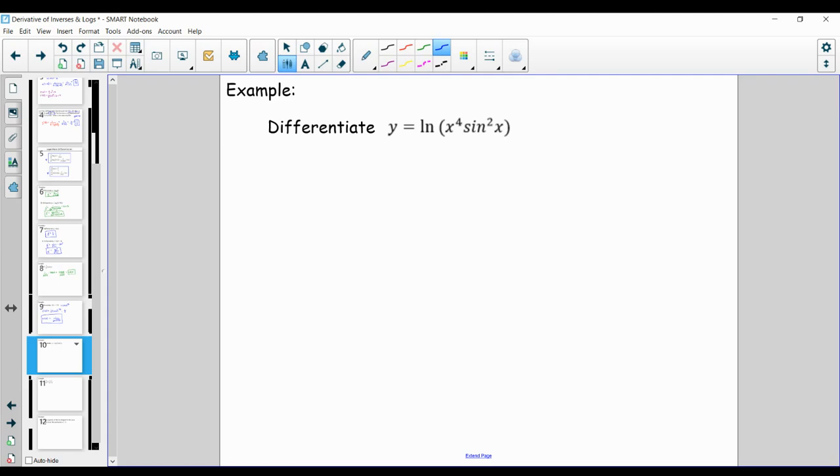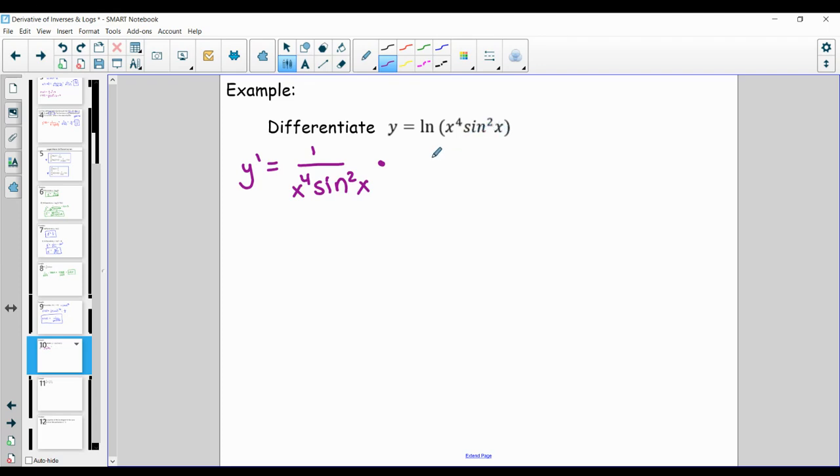Okay, so now we're going to look at one that maybe is not so nice, and I'm actually going to show you two ways that you can do this. I'm going to show you the way that you might think to do it, and then I'll show you a little bit of a shortcut way. So here we have to find the derivative. Again, we're doing the derivative of an ln function, so it's going to be 1 over the function, x to the 4th sine squared x, times the derivative of what's inside.